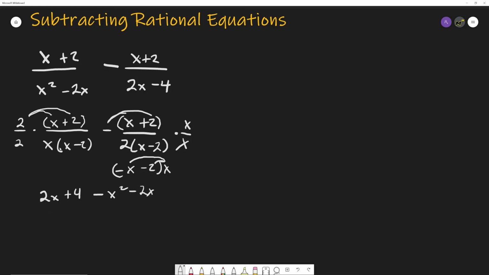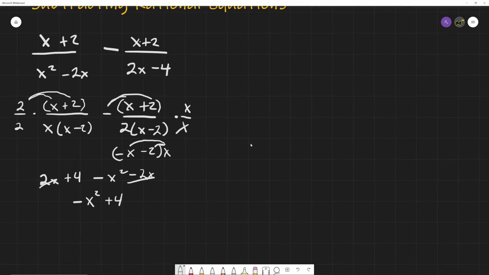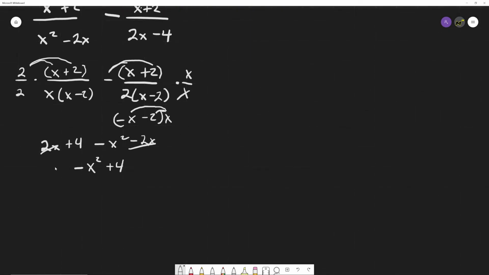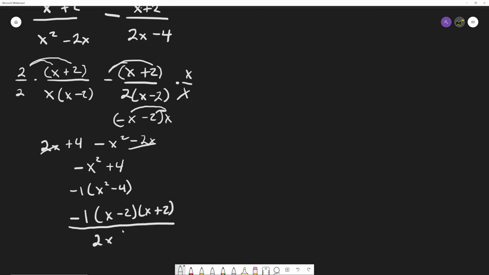And before I write the denominator, let's go ahead and simplify this up. So we have negative x squared. Let's see, 2x minus 2x goes away, plus 4. And let's keep breaking this down. If I were to take out a negative 1, that would leave me with a positive x squared minus 4. Well, that actually is factorable, leaving you with negative 1, x minus 2, and x plus 2. When you factor that, all of this will be over 2x times x minus 2, our denominator from above.